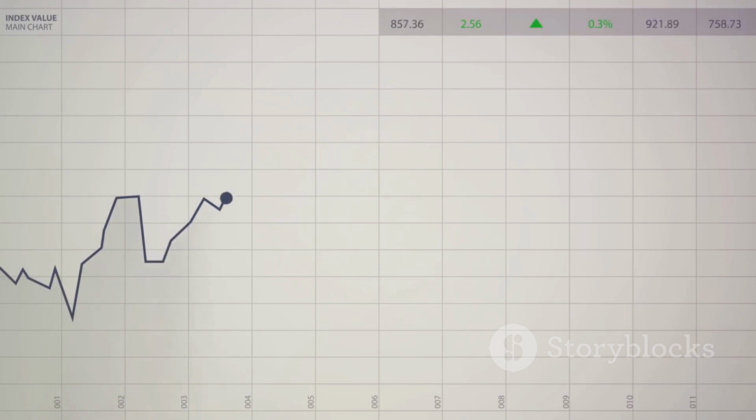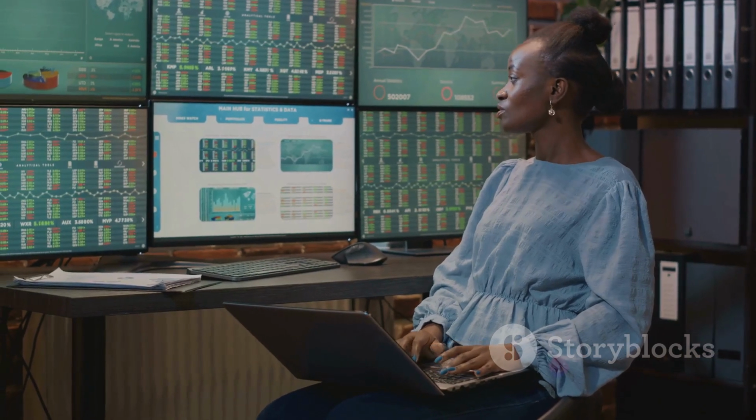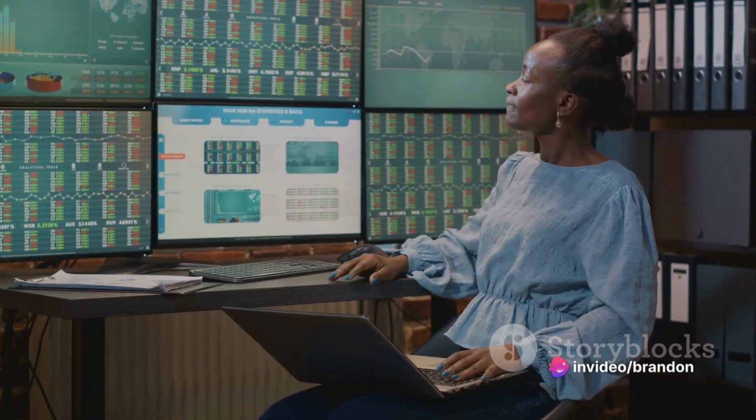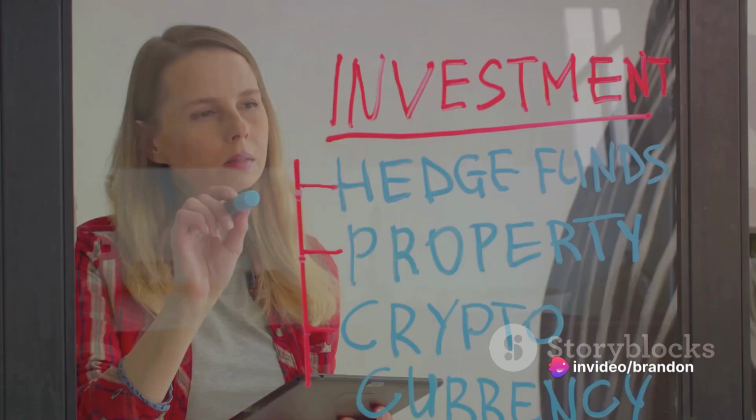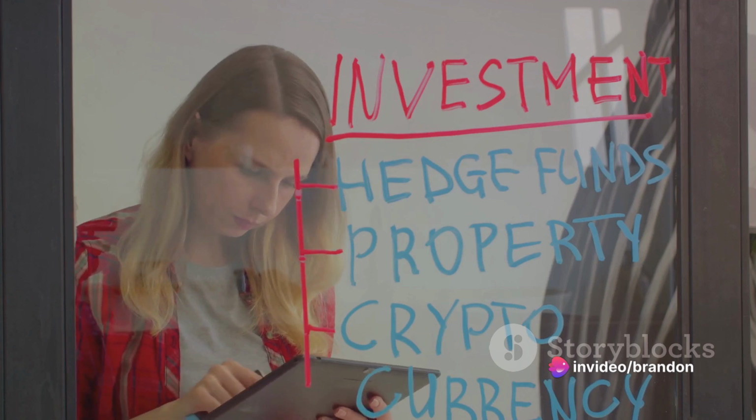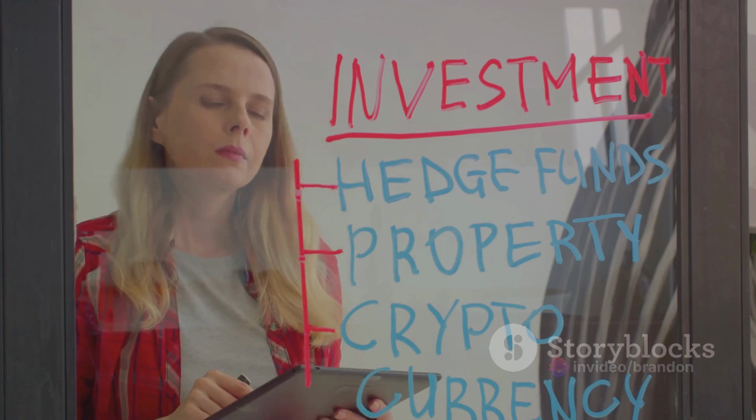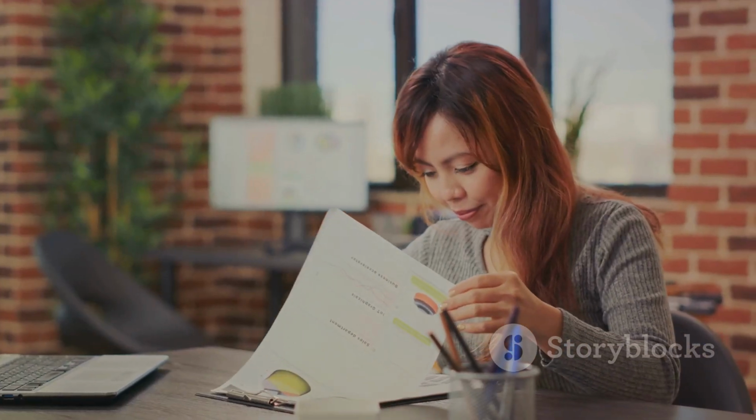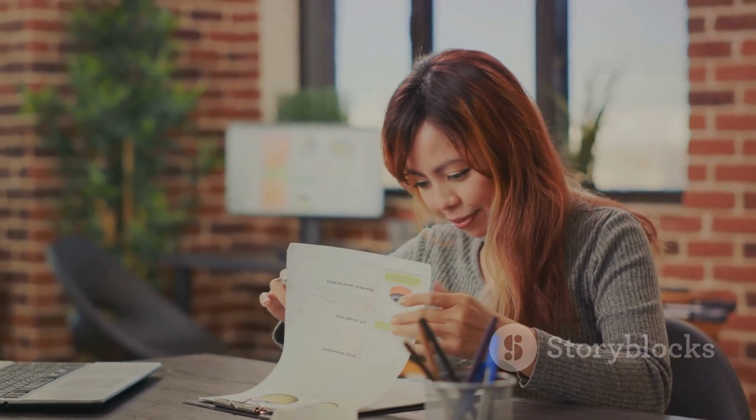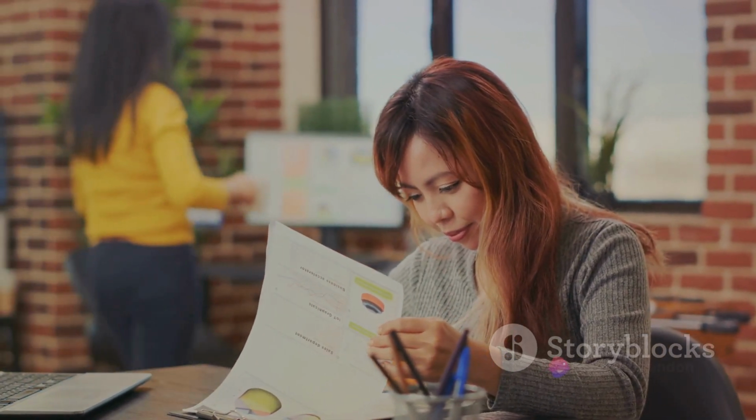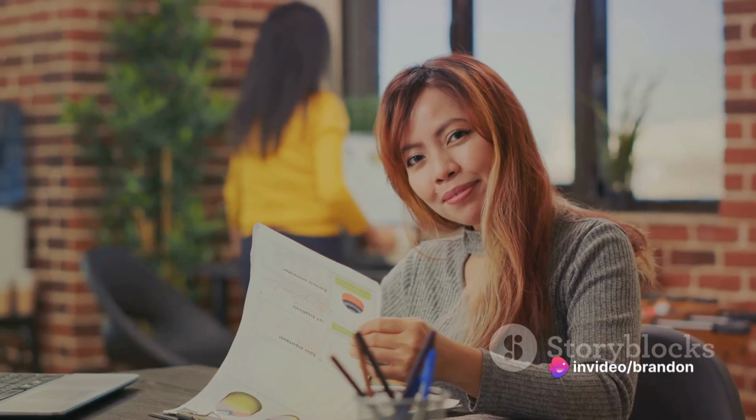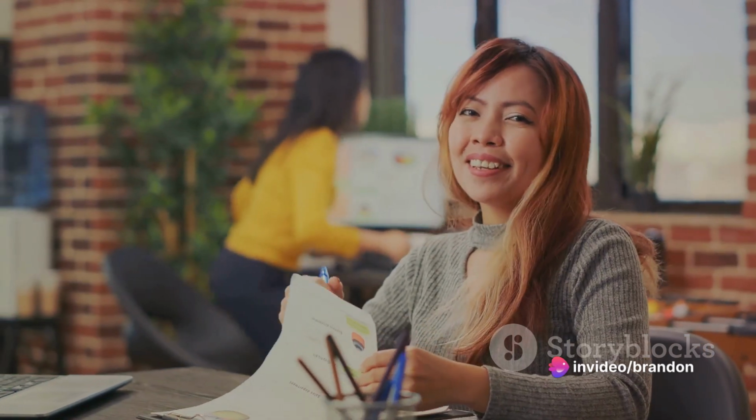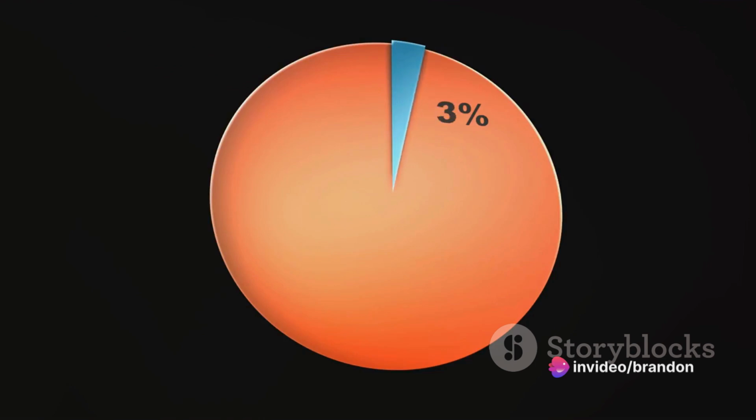Now let's talk about asset allocation. This is essentially deciding how much of your portfolio you want to dedicate to each asset class. Your allocation might look different based on your age, financial goals, and risk tolerance. A younger investor might lean towards stocks for potential growth, while someone closer to retirement may favor income-generating assets like bonds.